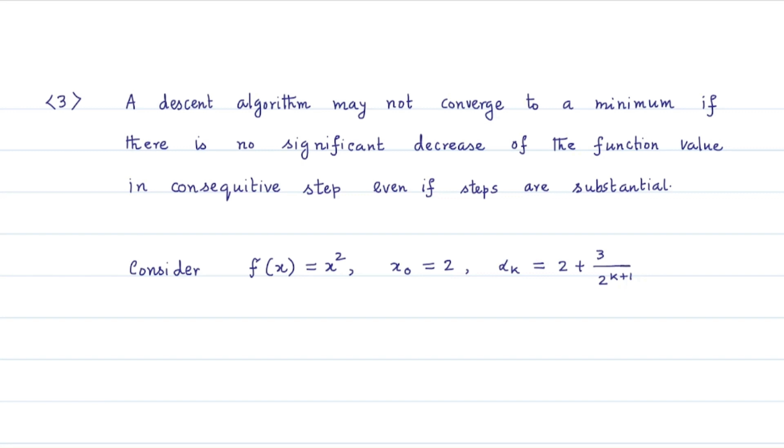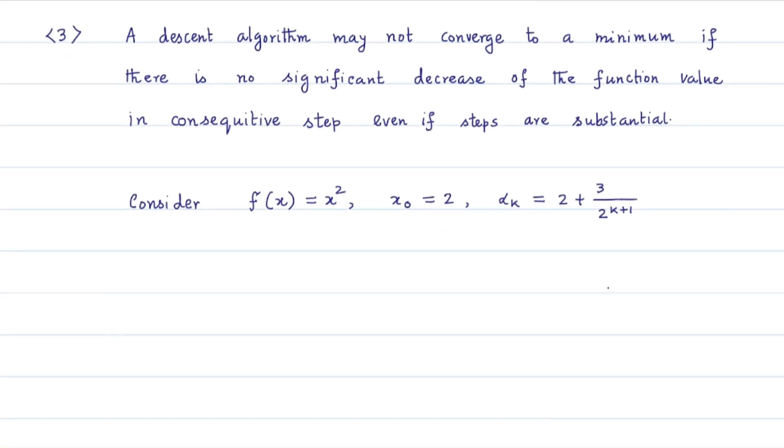And with this step length, if we look at the graph of the function f(x) equals x square, we can find that on the graph of y equal to x square, at the point 2, the initial point, a descent direction is along the negative x axis. Now, by taking the step as alpha naught equal to 2 plus 3 by 2, we are at the point minus 3 by 2. At minus 3 by 2, a descent direction is along the positive x axis.